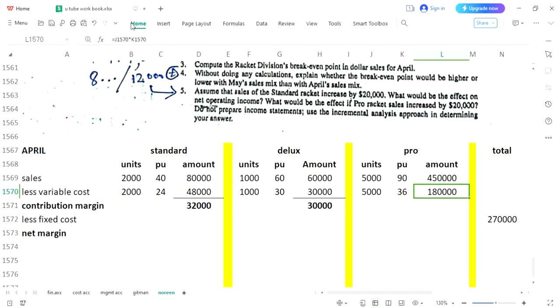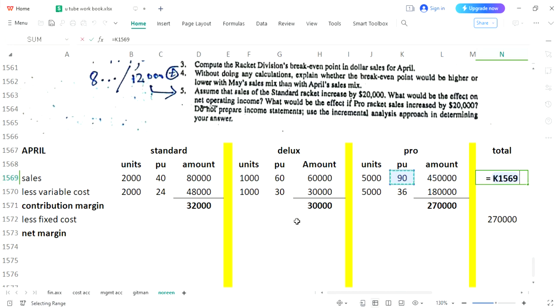Both amounts arrived, and we are now able to calculate individual contribution margin for third product Pro, which is the difference between selling price and variable cost. Sales is 4,50,000 and variable cost is 1,80,000. To calculate contribution margin, we will be looking for the difference. So here our third contribution margin has also been calculated. For total, what we will do, we will sum up all sales of three different products.